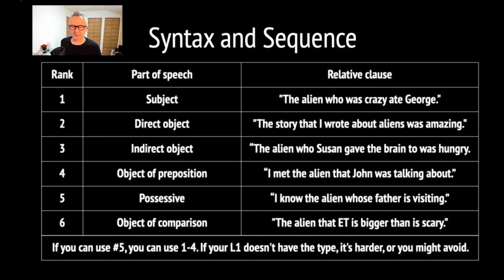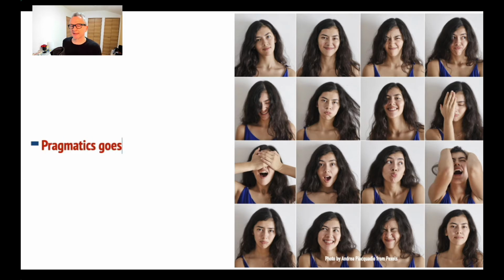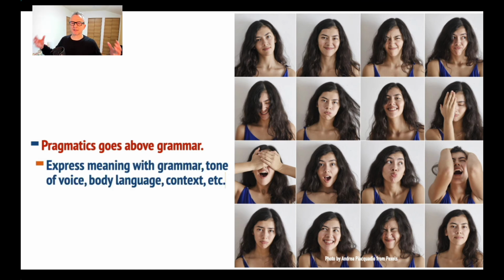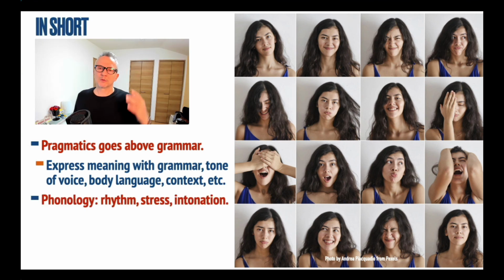Okay, so let's sum up. In short, pragmatics goes above grammar. We express meaning in many different ways, besides just with grammar: tone of voice, body language, context, etc. For example, tone of voice. How are you today? I'm fine. How did the test go? Perfect! It just went perfect! So you can tell by my tone of voice that I was saying the opposite of what I meant. My body language also showed that as well. That's pragmatics. Phonology. One of the things I like to focus on is rhythm, stress, and intonation.